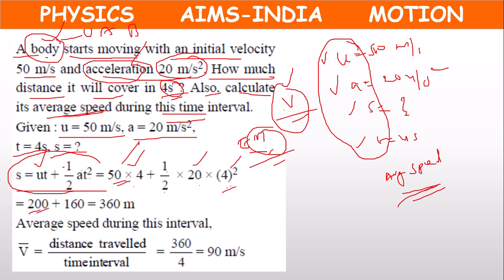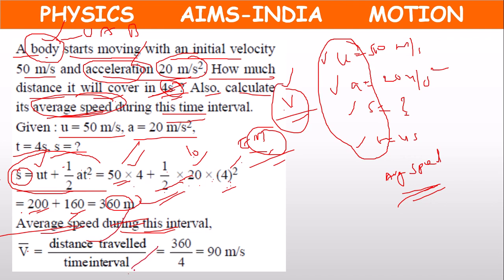So 50 into 4, 200. Half into 20 into 4 square, which is 16: so half into 20 is 10, 10 into 16, 160. 200 plus 160, 360 meters. It is the distance traveled by the body in 4 seconds. But they have also asked us to find out the average speed during this interval. The formula is total distance traveled by total time interval. Total distance traveled is 360 by total time 4, which is equal to 90 meter per second. So this is the answer.